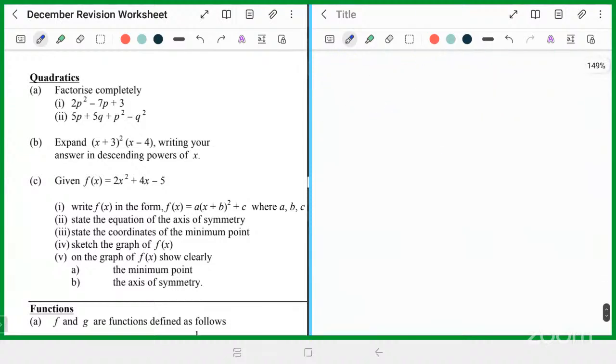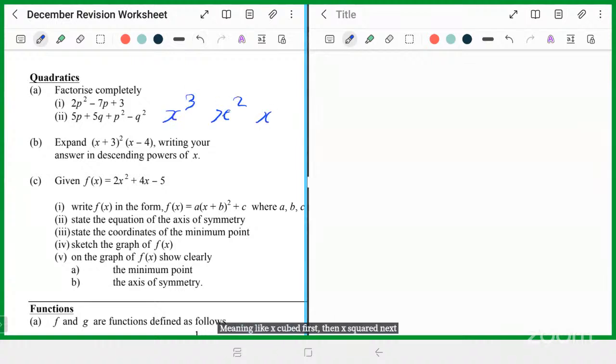The next question is asking us to just expand this thing and write the answer in descending powers of x, meaning like x cubed first, then x squared next, then x next, and so on. Descending powers. Start with the highest power of x, and you work your way down. So they want us to expand this thing. All right? So let's do it over here.